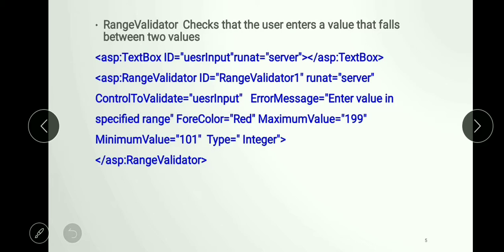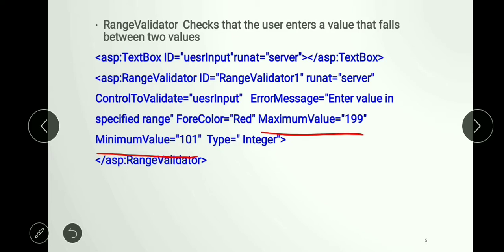Then the third one, that is the range validator. Here the user can check whether the particular input entered is within a particular range. We have to use the minimum value and the maximum value attributes to specify the minimum range and maximum range. So from 101 to 199, this is the particular range of the value.